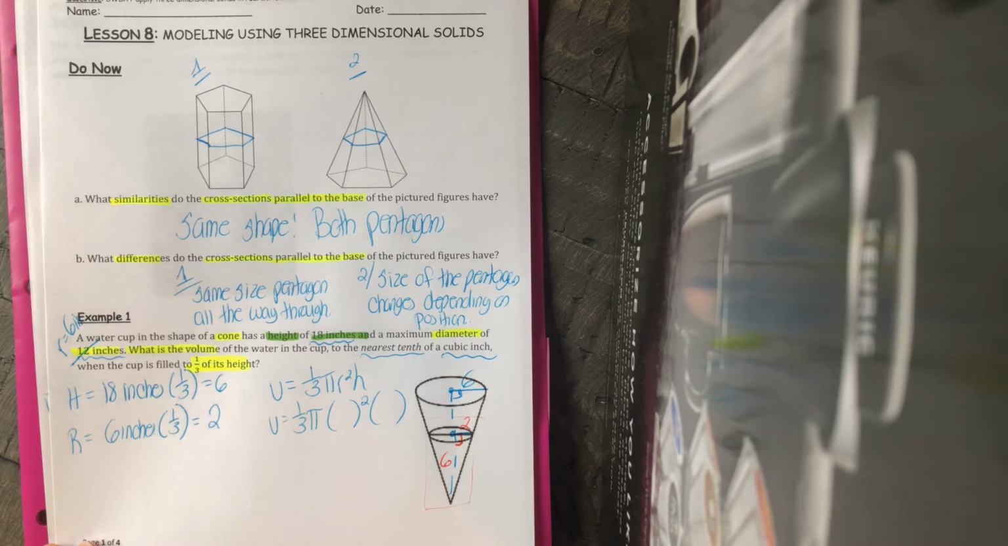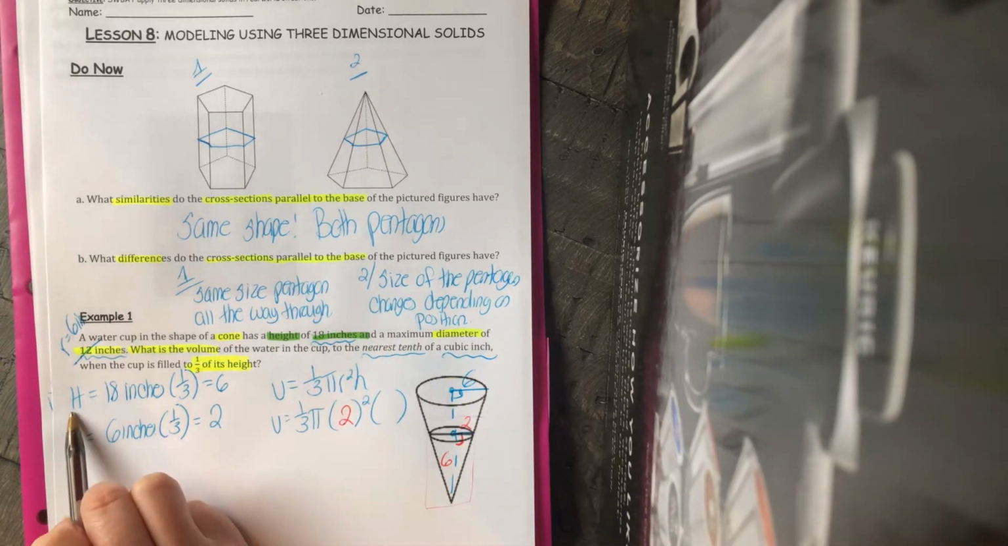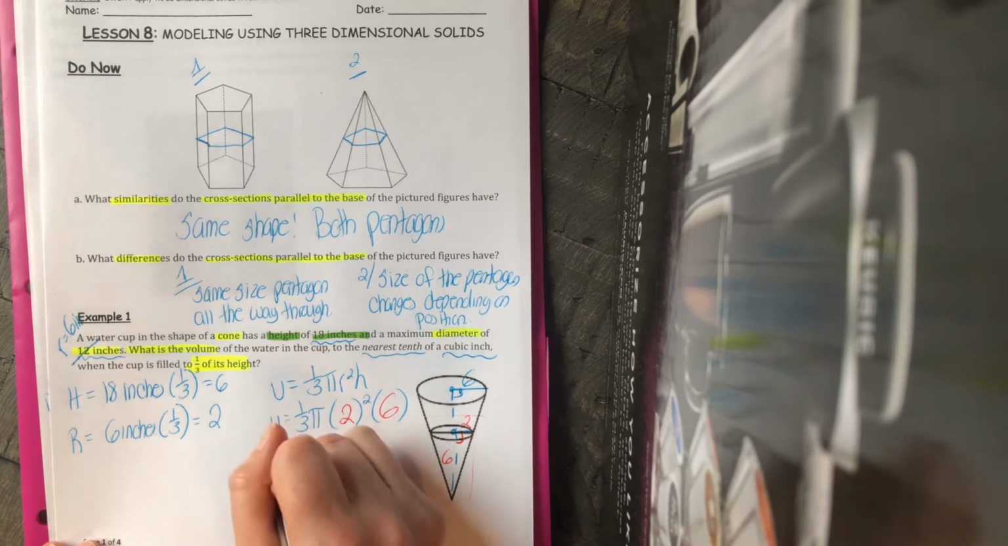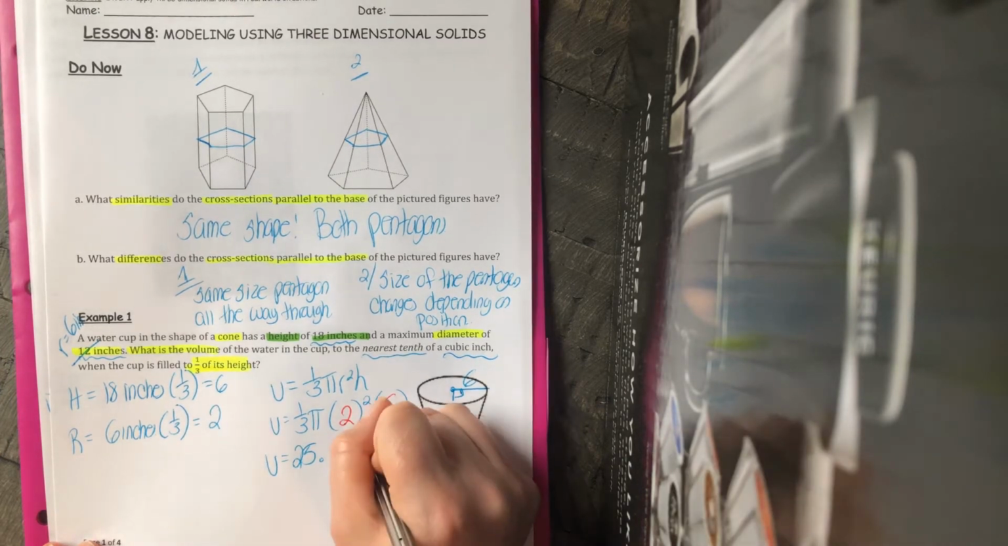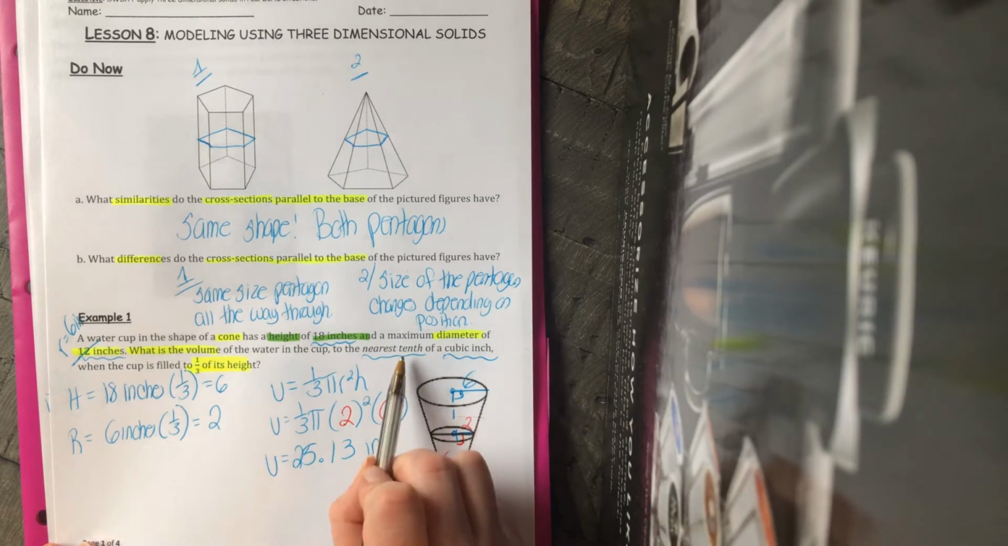So now I'm going to go ahead and plug everything back in. So the radius I'm using would be 2, and the height that I'm using would really be 6. And then when I type this whole thing into my calculator, I should be getting 25.13 inches cubed, but I want to round to the nearest tenth.